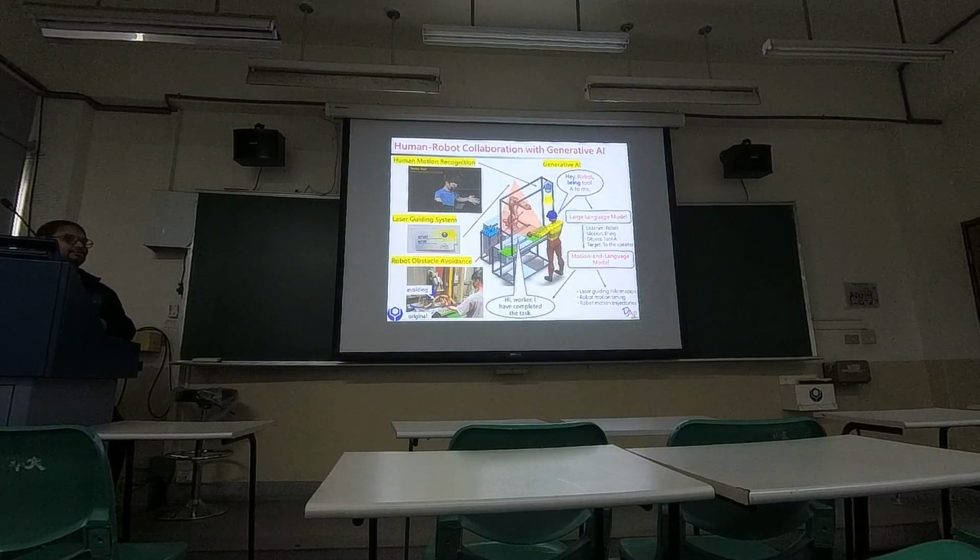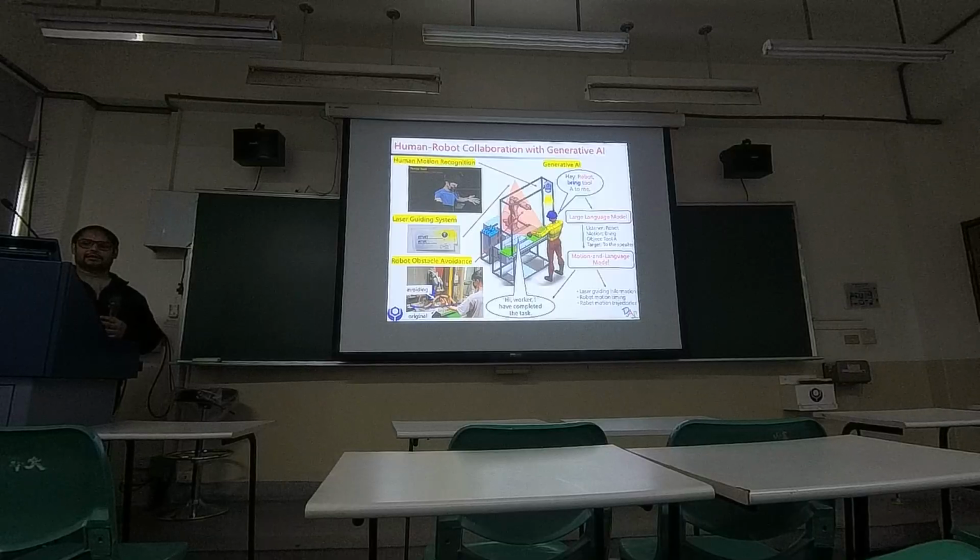Then our next phase is what I already talked about in the last class also: what we are going to do with generative AI. Right now we have seen that we have human motion recognition, a laser guidance system for which part you want to work on or how it is done, and robot obstacle avoidance.